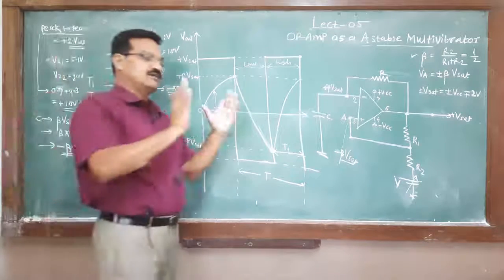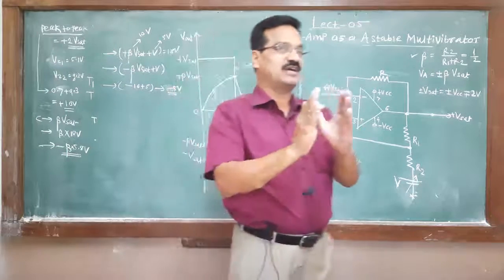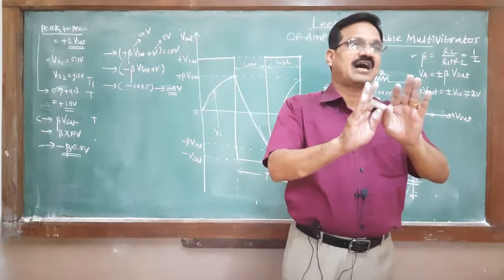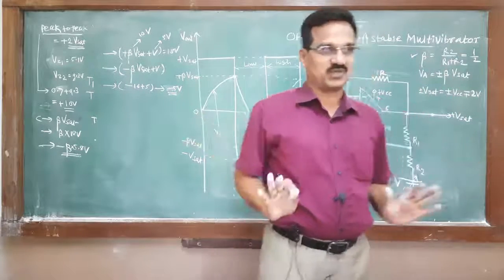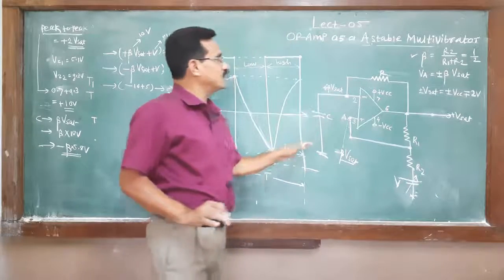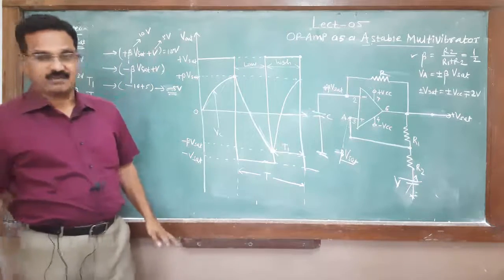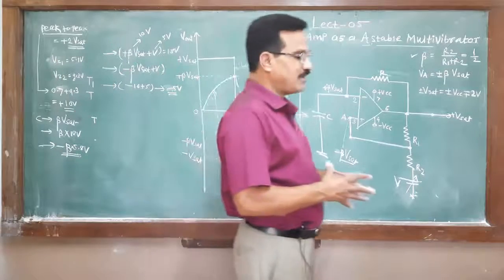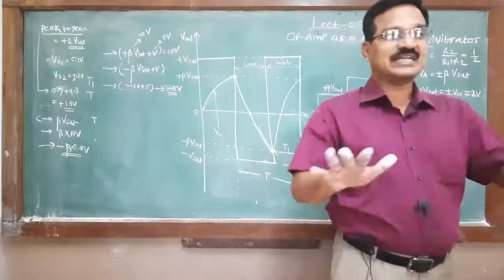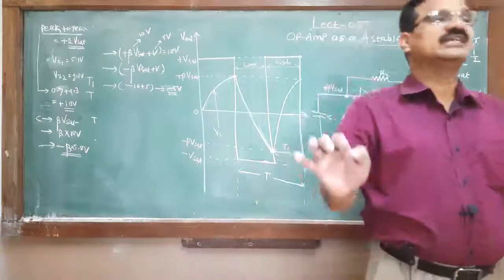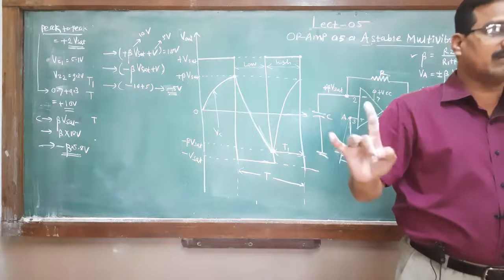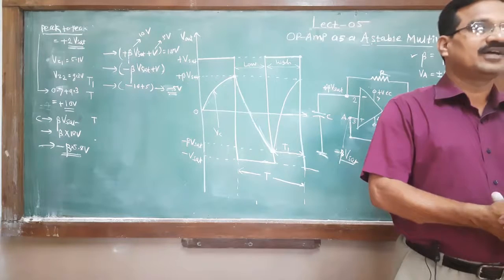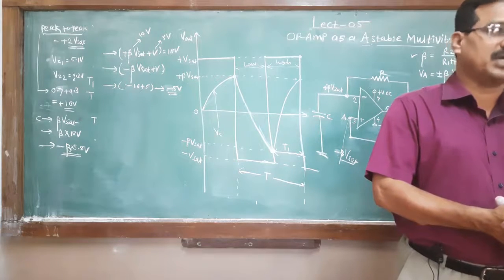That's why the on time and off time, the high state and low state, are not the same. That's why an asymmetrical square wave is produced. This is all about the op-amp as an astable multivibrator. Both states are unstable. We call it a quasi-stable state. It is also called a free-running multivibrator. It is also called a square wave generator.